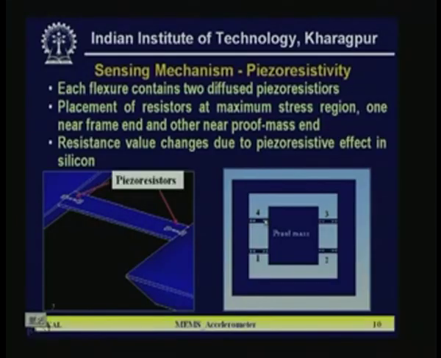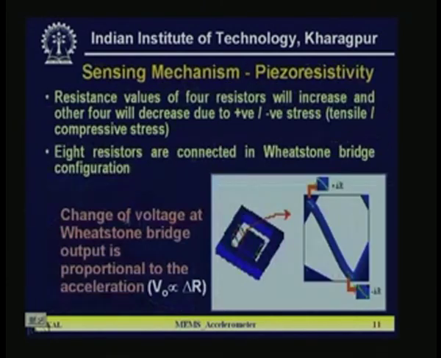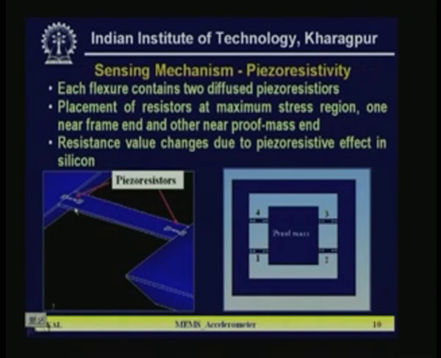But here, in order to meet the specifications required by the avionics people, we have changed the structure a little bit, and here we have made 4 flexures instead of 1, and each flexure has 2 resistances. The total resistances will be 8. So 1, 2, 3, 4, 5, 6, 7, 8. The resistances are shown here.